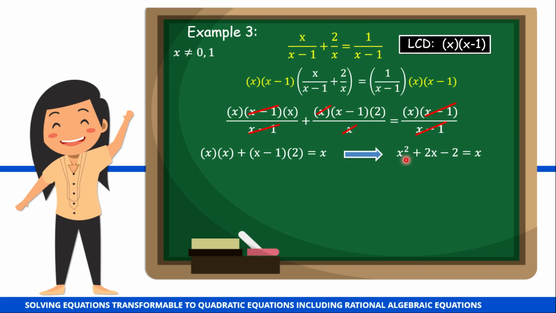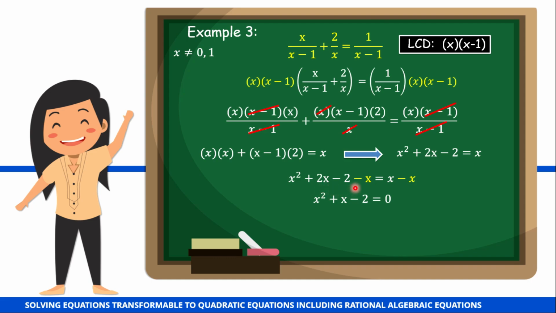So, ito na yung ating panibagong equation. Gawin nating 0 yung nasa kabilang side ng equation. Using addition property of equality, mag-add tayo ng negative x to both sides of our equation para maging 0 ang nasa kabilang side ng equation. And then simplify. Copy natin yung quadratic term na x squared.